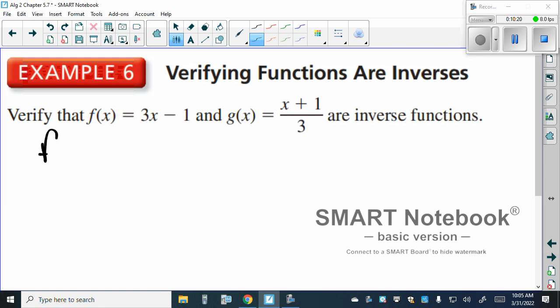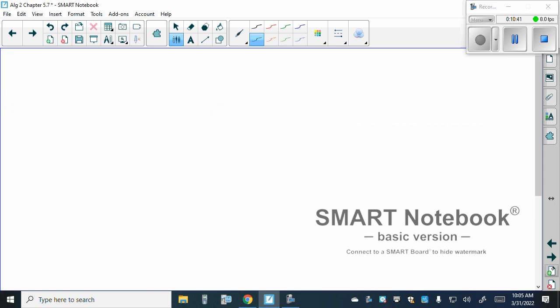And that's using our composite functions, f of g of x and g of f of x. Using these functions here can actually help us determine if these are inverses. Now, before we dig into this, I'm going to draw another picture.